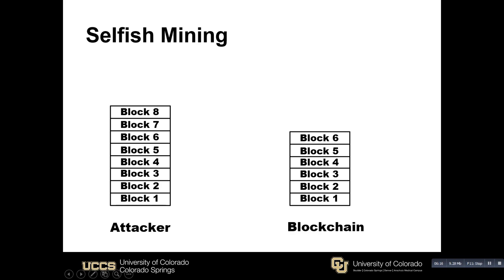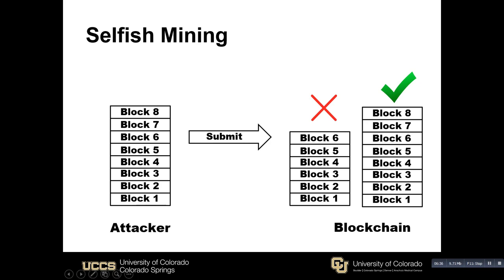According to the rule of Bitcoin, Ethereum, anything, the highest length of blocks always wins. So that is happening here: the attacker has 8 blocks and the blockchain has 6 blocks. The attacker broadcasts their 8 blocks, and obviously it wins because of the length of the blocks. That is selfish mining.